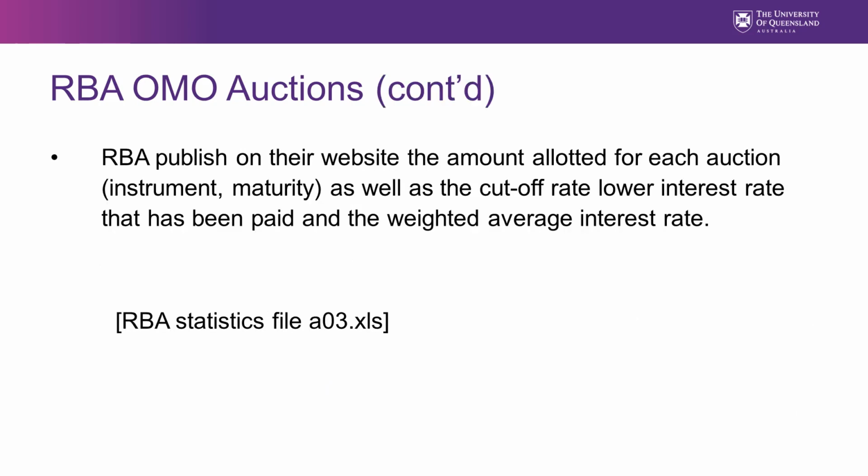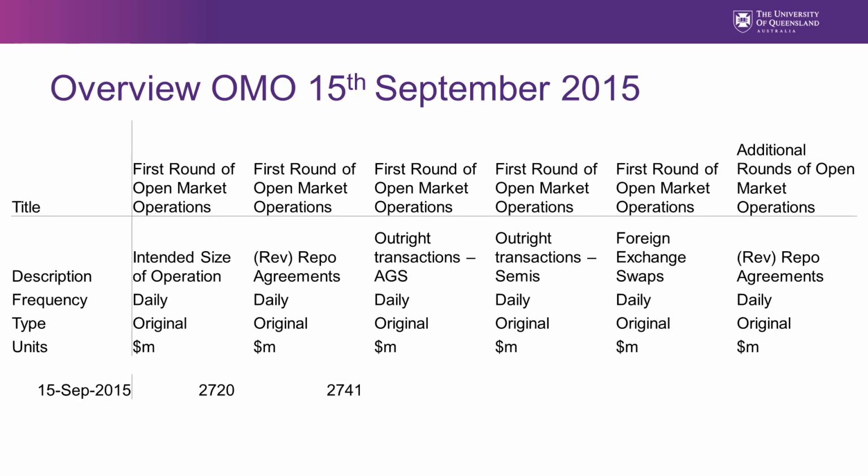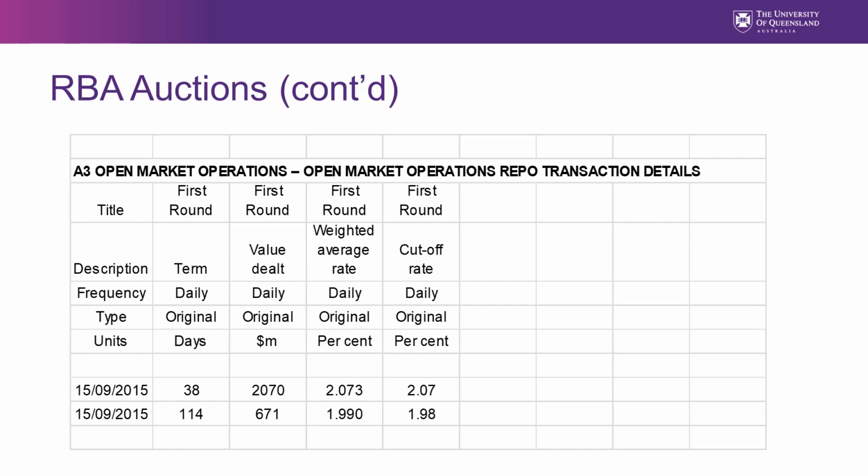Every day, the RBA is showing on their Excel file on their site what was the result of the auction. So you can see it the same day. I went to check for Monday what it was. So on Monday morning, you see how much they wanted to inject. That's what they really injected, a bit more than planned. And it was repo. And then you see what was the result of the auction.